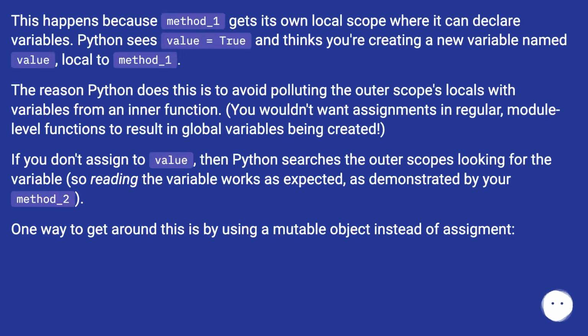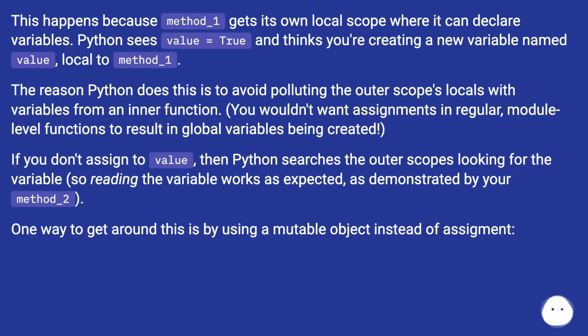This happens because method_1 gets its own local scope where it can declare variables. Python sees value equals true and thinks you're creating a new variable named value, local to method_1. The reason Python does this is to avoid polluting the outer scope's locals with variables from an inner function. You wouldn't want assignments in regular, module-level functions to result in global variables being created.